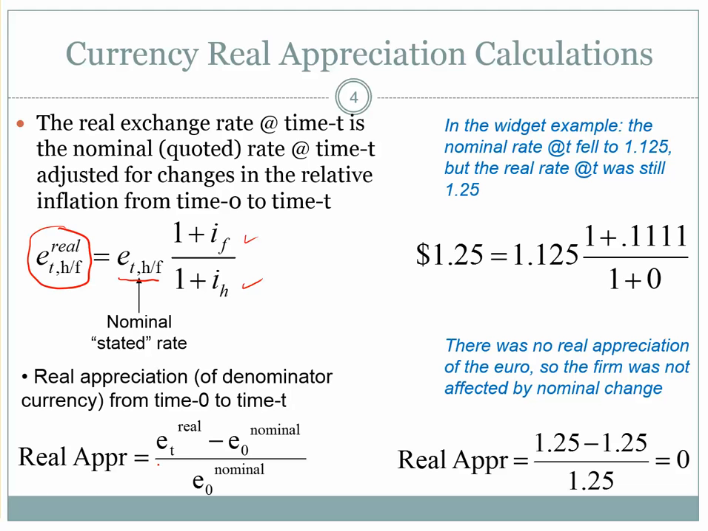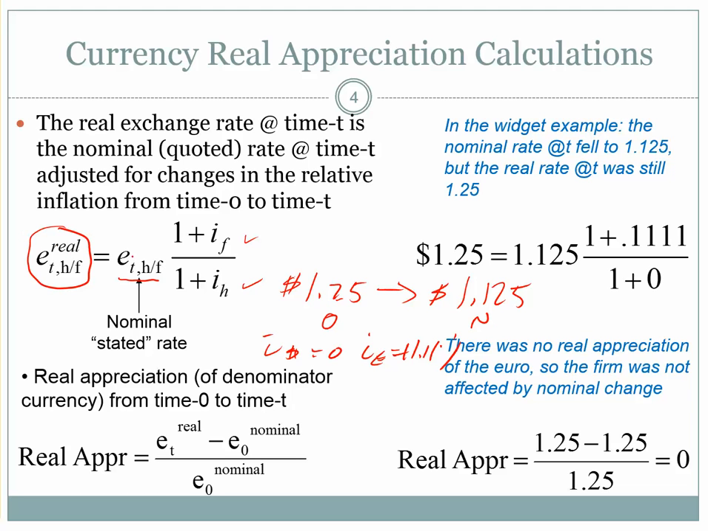So let's do an example that we had done earlier. Say the euro goes from 1.25 to 1.125. So that's the old exchange rate, and that's the new nominal exchange rate. So in nominal terms, it's down 10%. And say that inflation in the US was 0, and inflation in Europe was 11.11%.